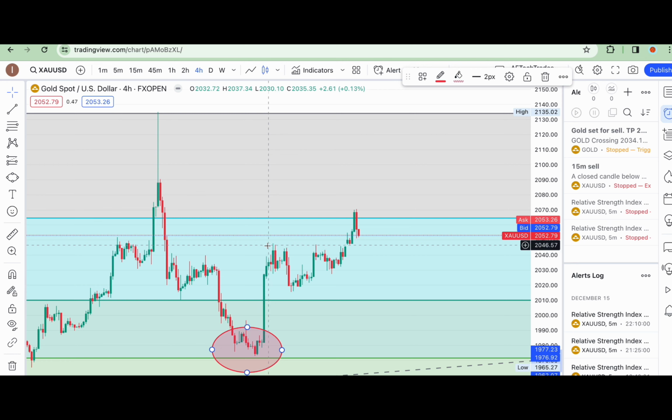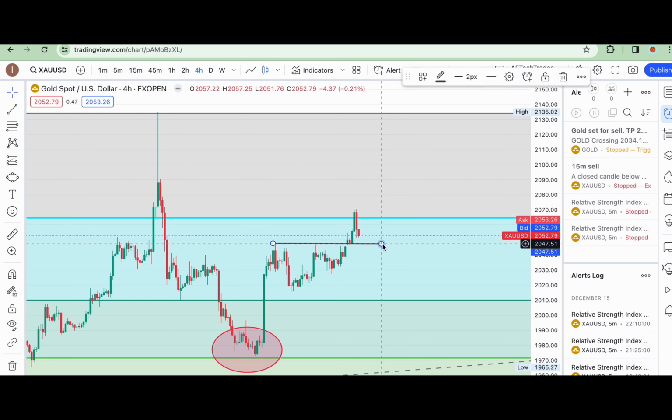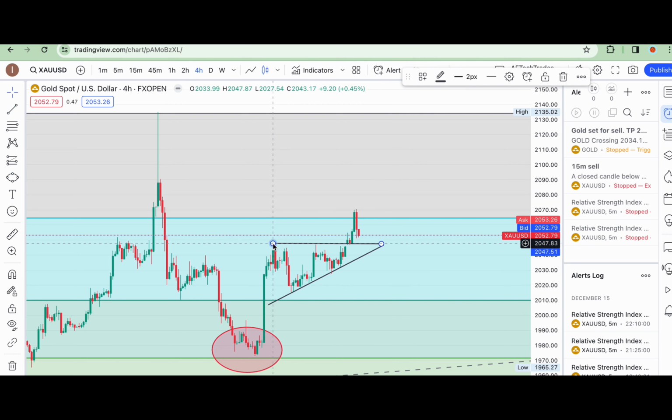That this region here, let me mark it, this region here, this region here, and this, because as we said, you have to use multiple confluences to determine whether you can take a valid trade or not. Okay, so there was a pattern here.